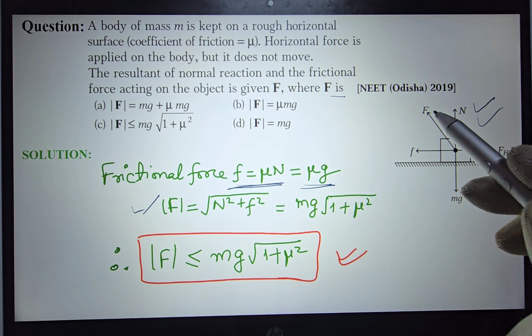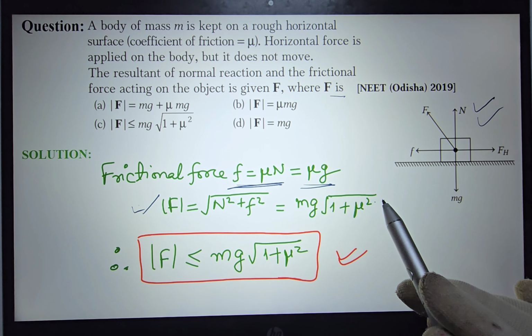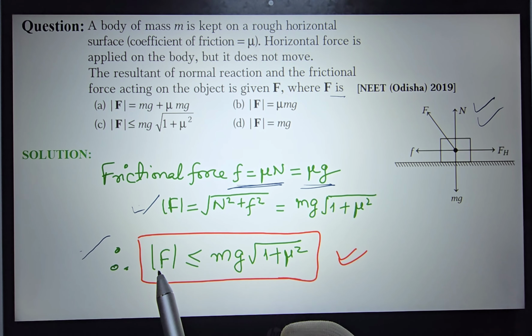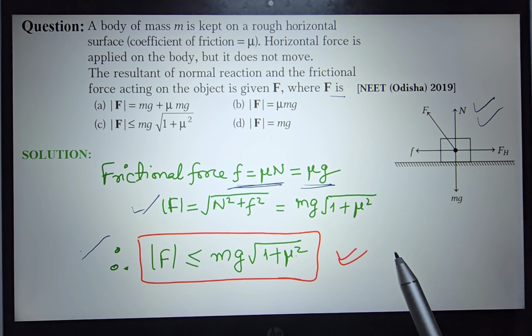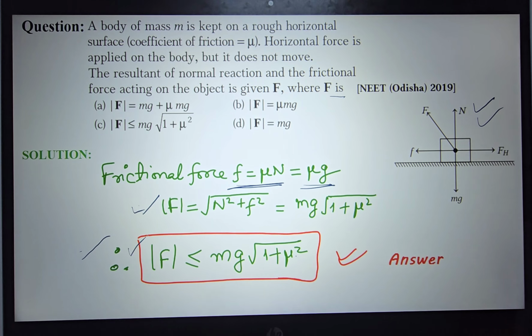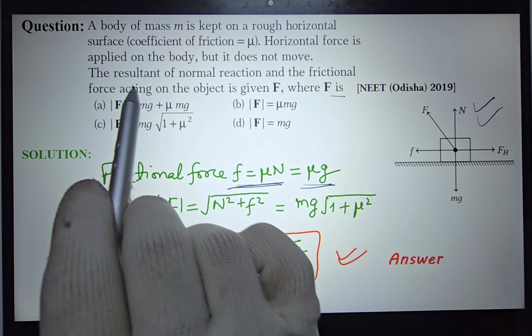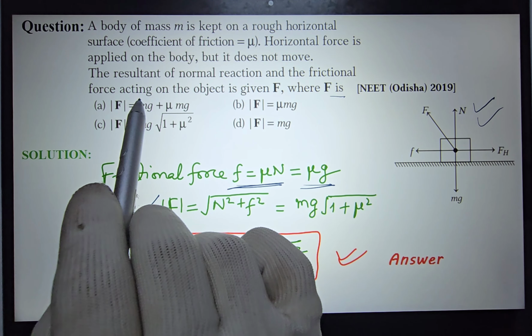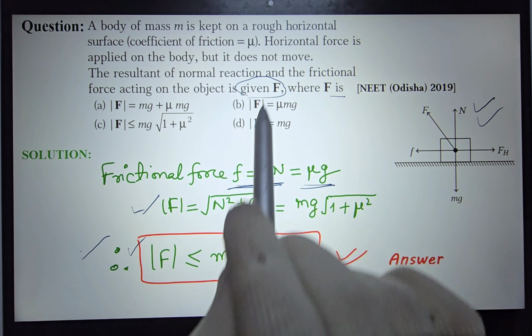यहाँ पर देखिए ये कैपिटल F के बराबर होगा. तो this would be equal to mg under root 1 plus mu square. So finally you can say this modulus F is less than or equal to mg under root 1 plus mu square. So this is the solution for this question, right? So this is the answer. Friends, this is the final expression, because it is being asked in the problem that the resultant of the normal reaction and the frictional force acting on the object is F. So this is the expression, right?